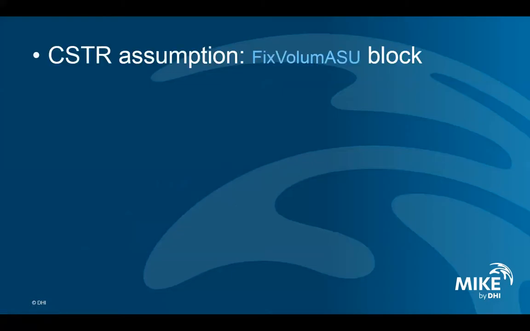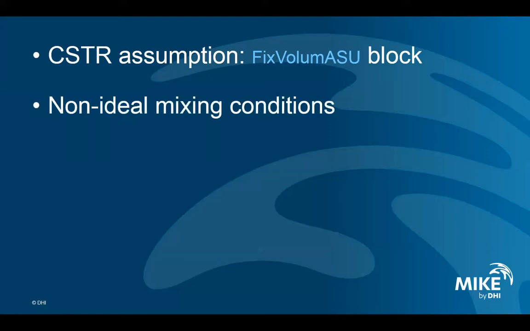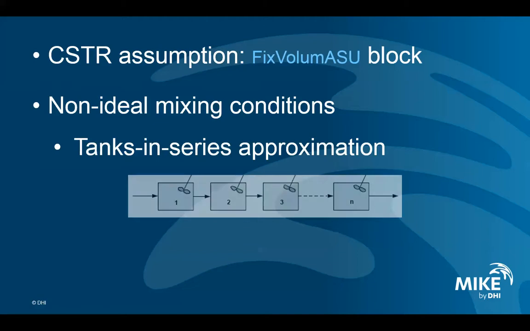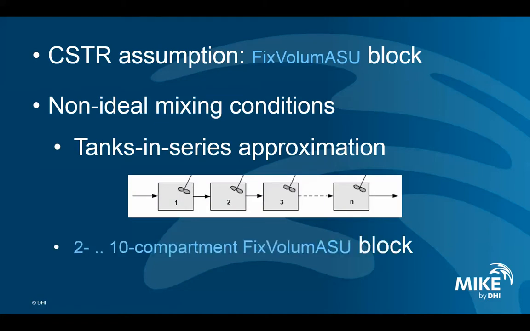Now, the starting point for our discussion here is that most process models assume ideal mixing in the tank, also termed CSTR, which is the case for the fixed volume ASU model in West, which describes the hydraulic behavior of an activated sludge tank with constant volume. Now, if the real conditions should be far from ideal, evidently the base CSTR model is not going to be appropriate. And this is the reason why West offers a set of alternative implementations from 2 up to 10 ideally mixed compartments for an activated sludge tank.